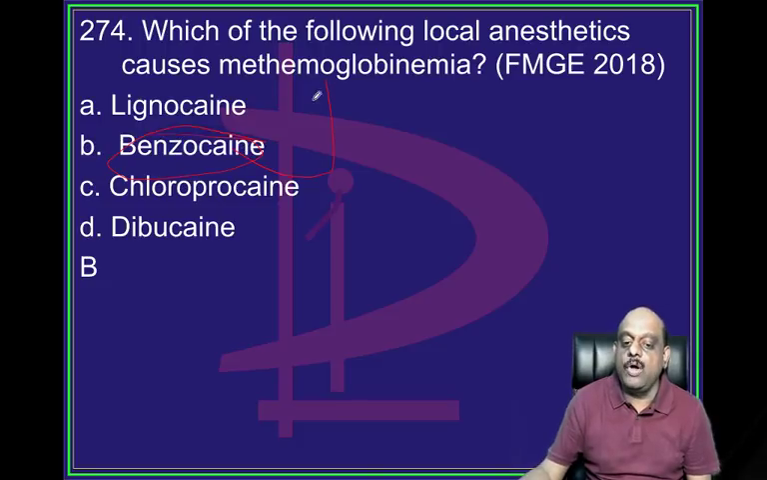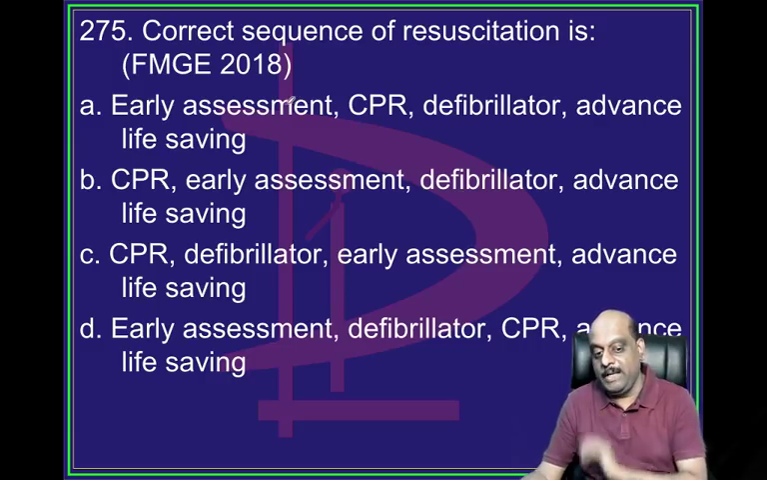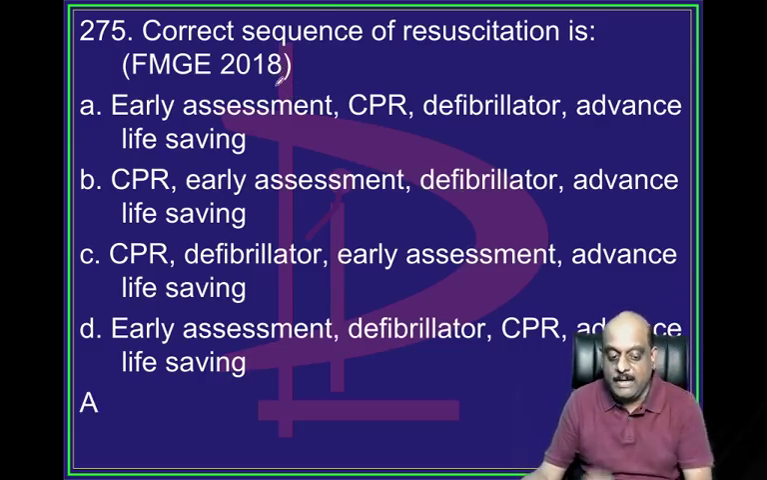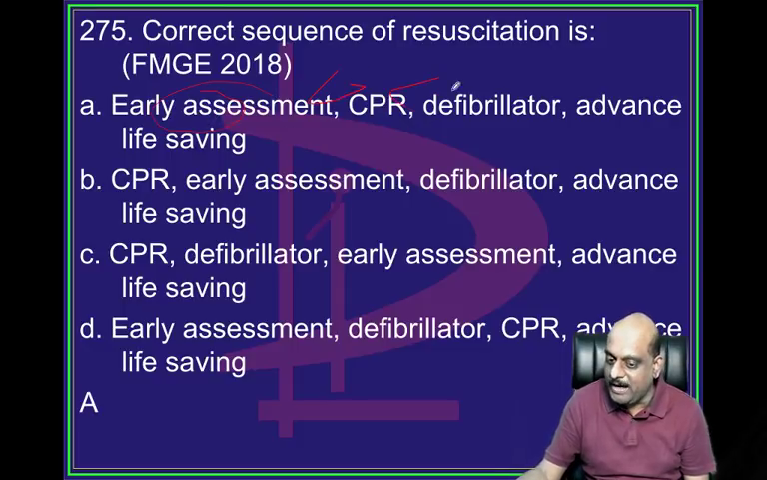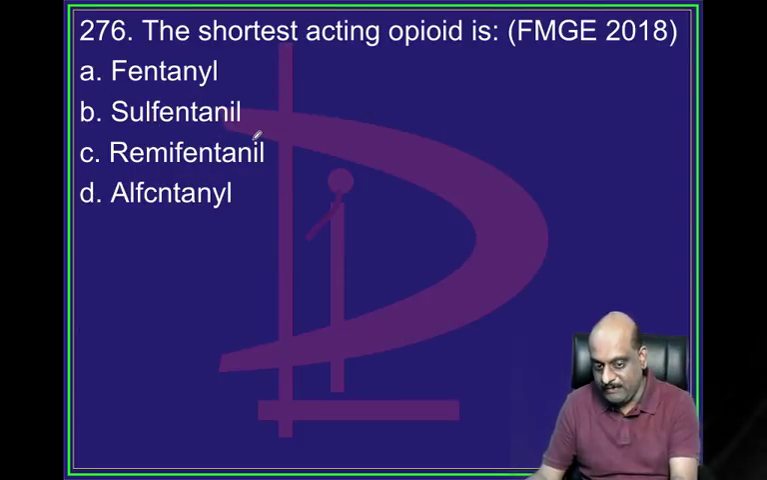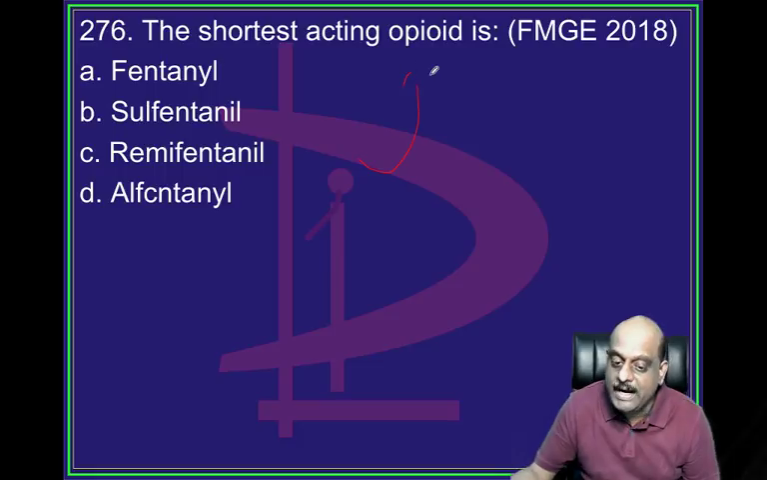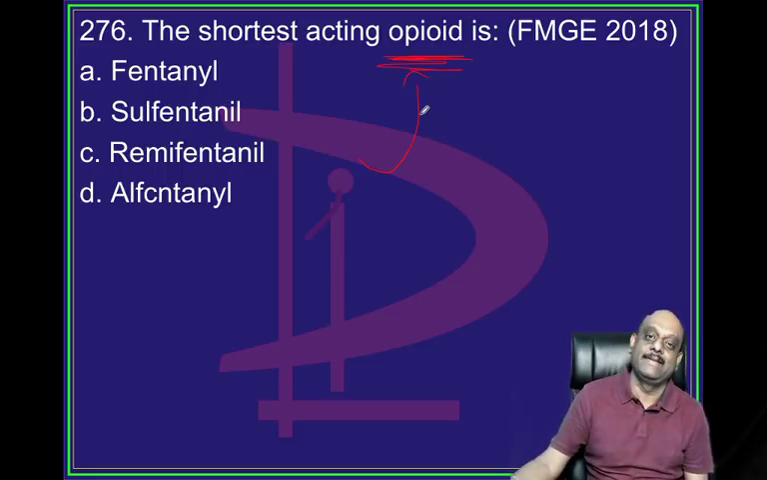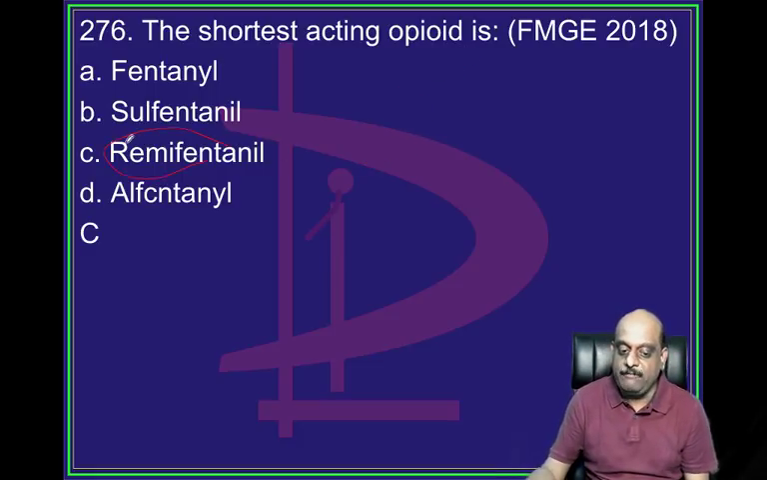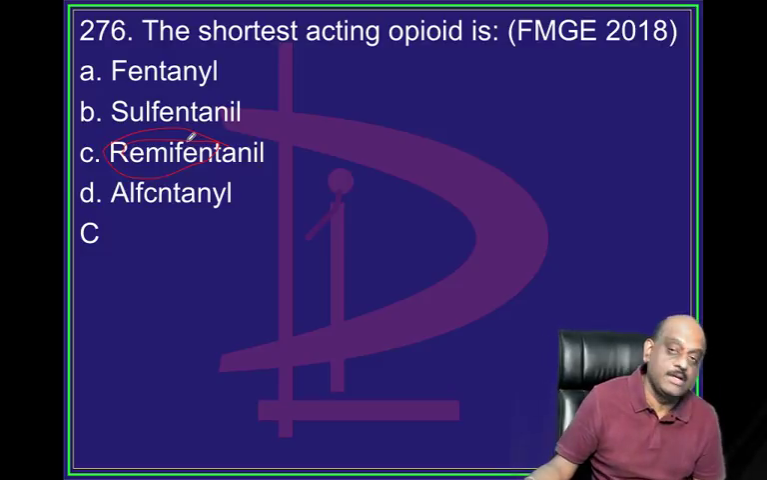Benzocaine is known to lead to methemoglobinemia. Resuscitation में क्या करते हैं? Early assessment, CPR, defibrillator, advanced life saving. Shortest acting opioid is remifentanil.